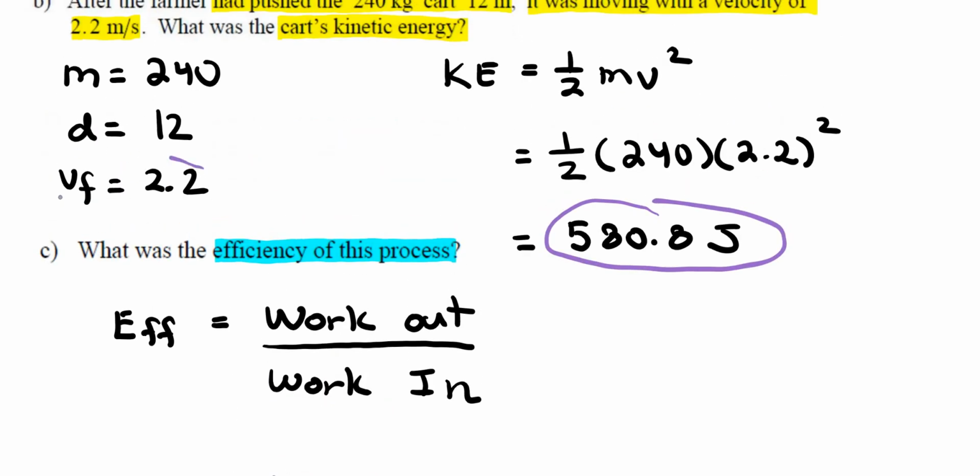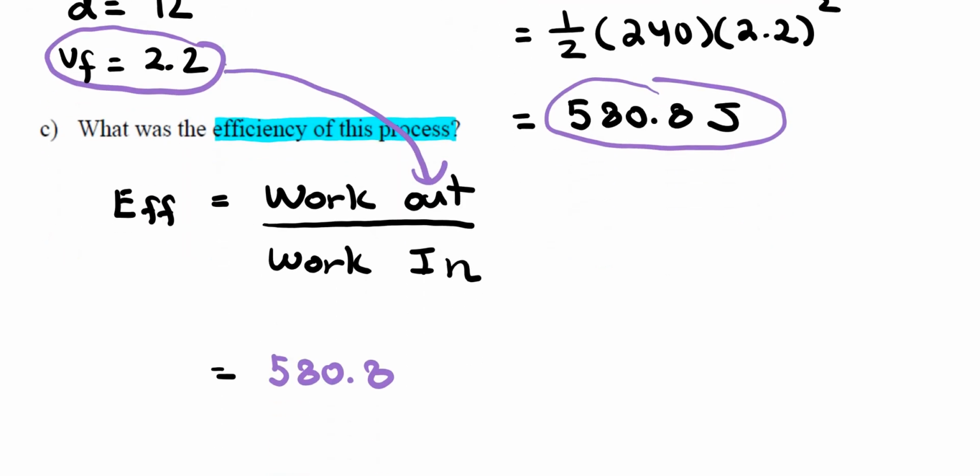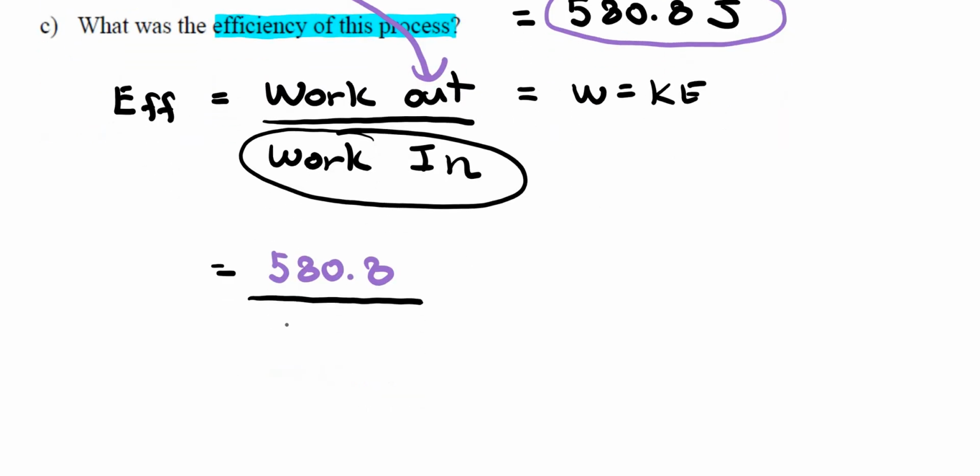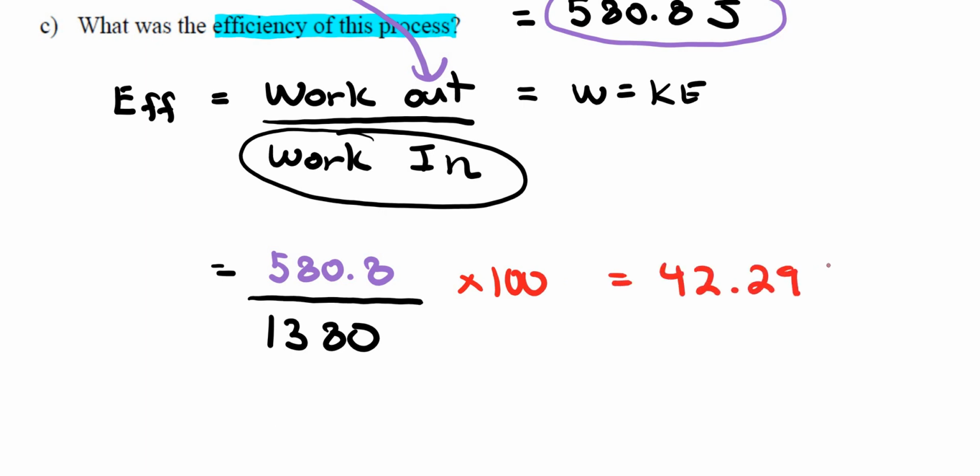And that's because we're using a final speed here, right? So final speed, we're calculating kinetic energy, and therefore that's going to be the output here, right? And it should just be noticed that when we're talking about work, work can also equal your kinetic energy using the work-energy theorem. And also we need the answer from part A to find the work in here. So from part A, the answer was 1380. And then we just times this by 100, and we get a percentage of 42.29%. Okay, so that's how you can calculate efficiency for this particular question here.